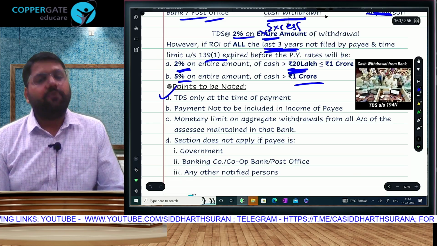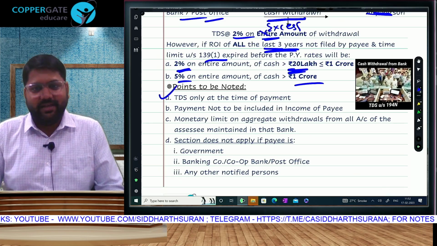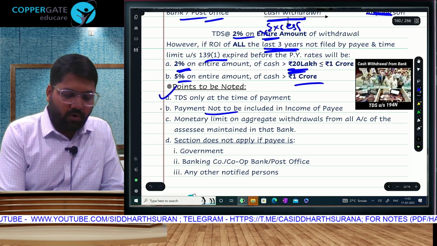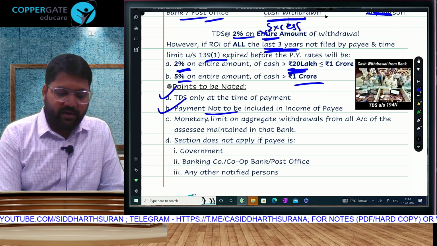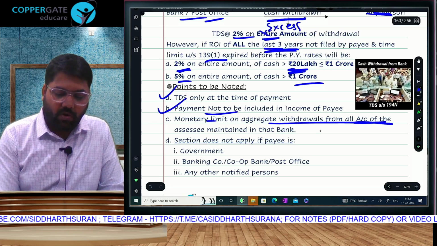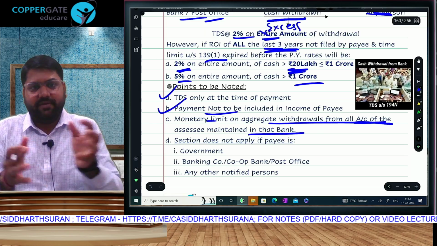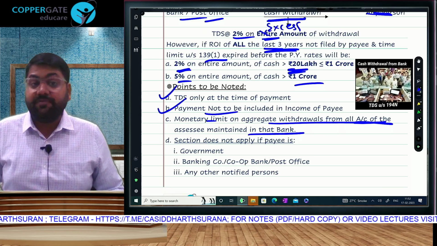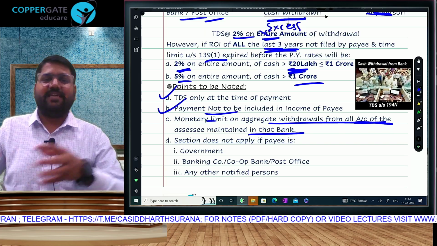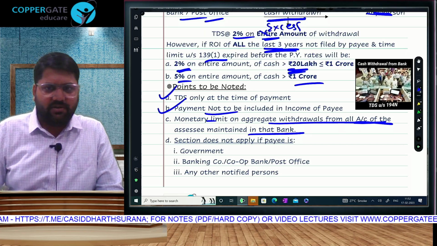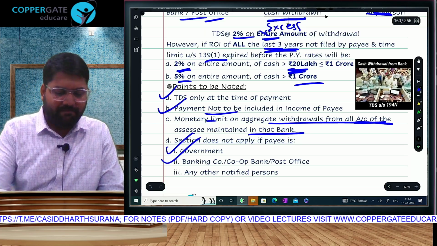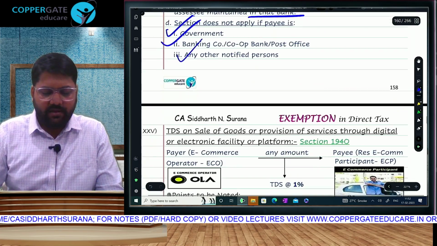This is TDS only at the time of payment, obviously, because without withdrawal, how will we come to know? It is the only section in the entire chapter where the amount is not to be included in the income of the payee. The monetary limit will be aggregate withdrawals from all accounts in that bank. Of course, if you are maintaining multiple accounts, we will see the total withdrawal of that bank. Now, if one is in ICICI and the other is in HDFC, there will be no such database. This section will not apply if you are making payment to government, bank to bank, or any other notified person.